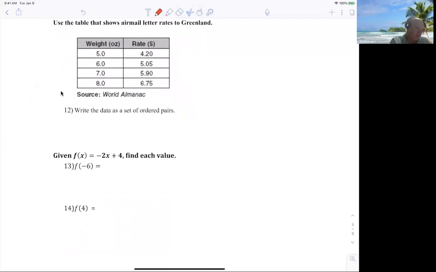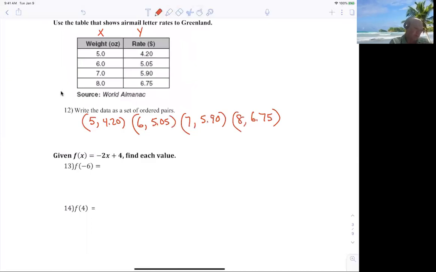All right, write the data as a set of ordered pairs. Remember the first one is the x, the second one is the y. So we just say 5, 4.20, 6, 5.05, 7, 5.90, 8, 6.75. All right, very simple. First coordinate is x, second coordinate is y.